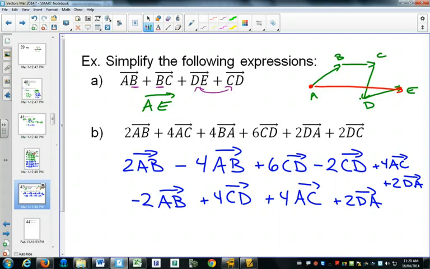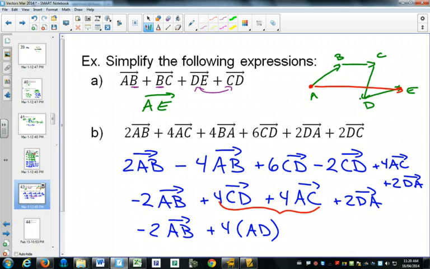Can you see that if you went from A to C and then went from C to D, that's going to go from A to D. And because there's a 4 out in front of both of them, if you imagine factoring out that 4, then you're just going to put these two together. You're going to start at A and you're going to end at D. And we still have plus 2 DAs.